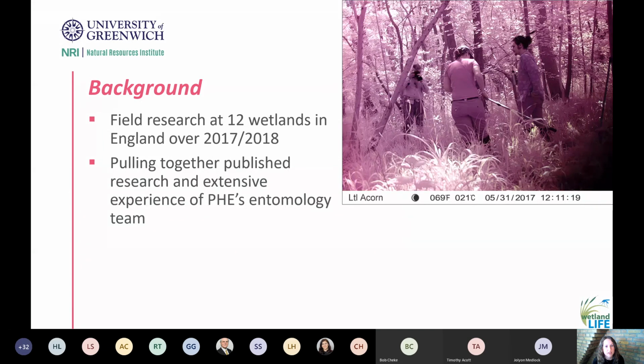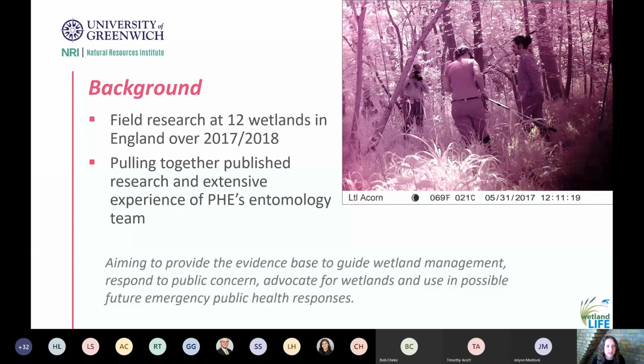We also talked extensively with the wetland managers who supported the project to understand the vegetation structure, any vegetation management, water levels, how those may be managed deliberately or how they change naturally throughout the course of a year, and used that information to help us understand the kind of species that you might expect to find in particular wetland environments. And that's really one of the key findings that we're presenting in the book, which I'll come to in a little bit. We also brought in the experience from Public Health England's entomology team and these kinds of inquiries that they have on a fairly routine basis.